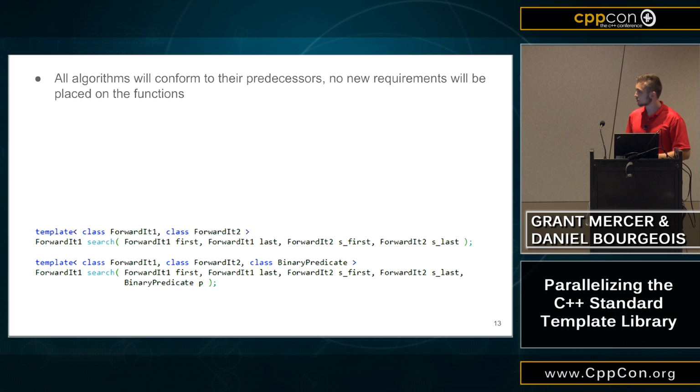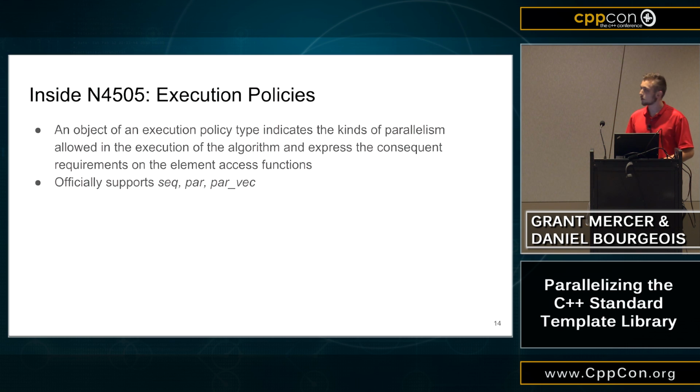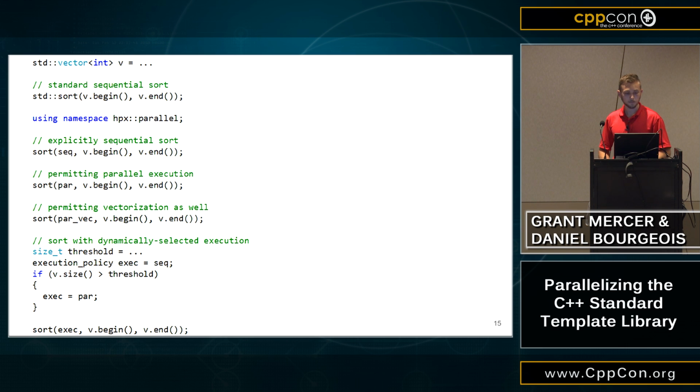This is the simple search algorithms from CPP reference. Nothing will change inside of this new proposal, minus one new argument. And this new argument is an execution policy. So an execution policy indicates the kinds of parallelism allowed and expresses the consequent requirements on the element access functions. So it's pretty much saying you can run this in parallel, you can go ahead and run this in sequential, or some other options. We officially support sequential, parallel, and parallel vectorized. Parallel vectorized is to disambiguate the tag, so it'll specifically say this can be vectorized.